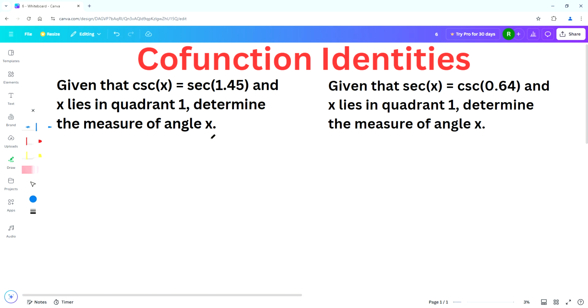In this problem, we are given that x lies in quadrant 1. That means we have to use cofunction identities with the expression pi over 2 minus theta. This is a very important concept we need to understand and memorize to solve this type of problem. The given equation is cosecant x equals secant 1.45.